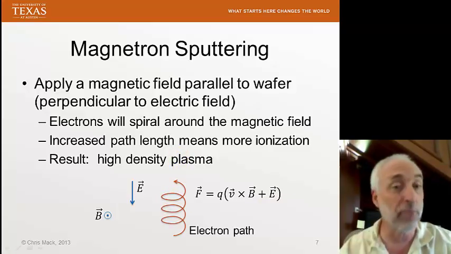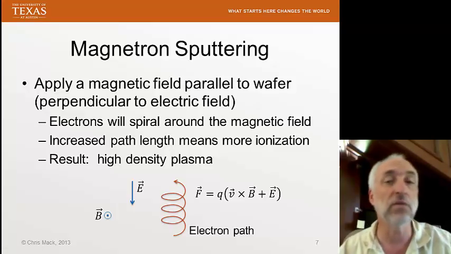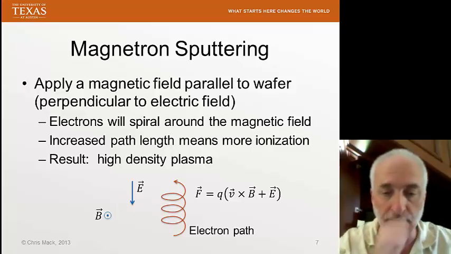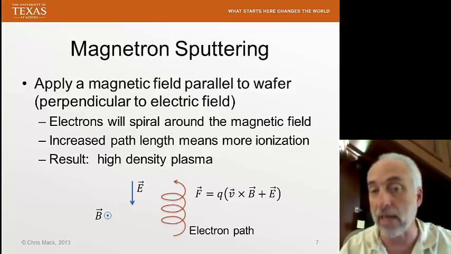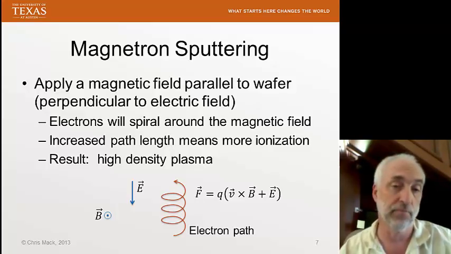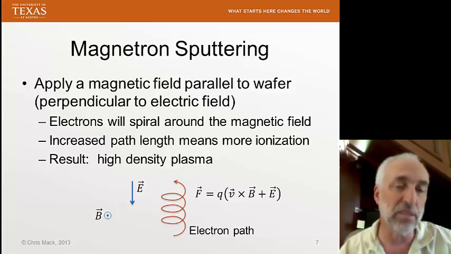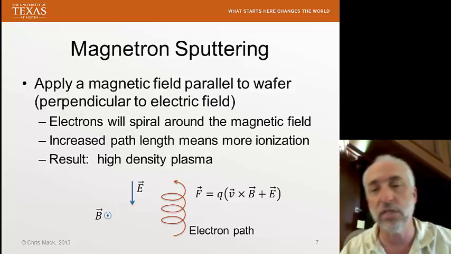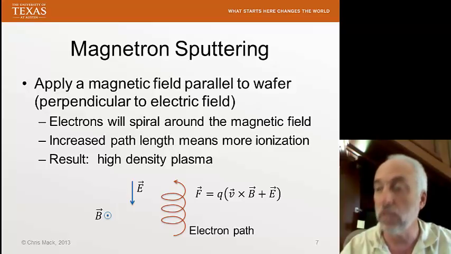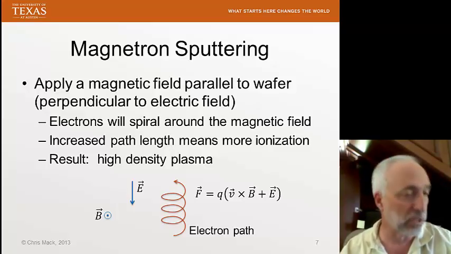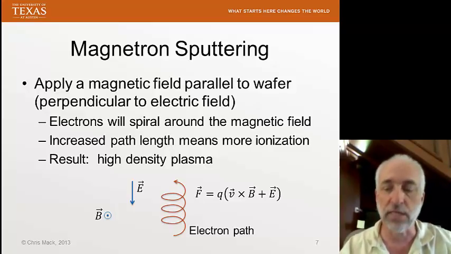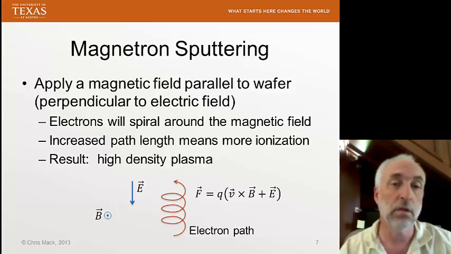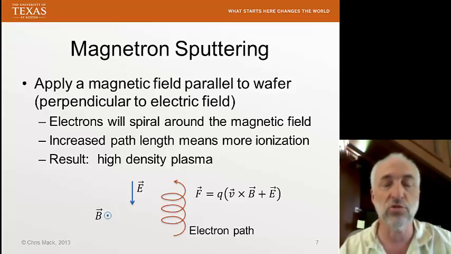Well, that's a much longer path length. Much longer path length means a much higher probability of slamming into an argon atom and creating an argon ion. This results in a higher density plasma. And that's our goal, to increase the density of the argon ions, which will increase the number of target atoms sputtered for a given sputter yield. And faster deposition rates. Magnetron sputtering has become quite popular today for its higher deposition rates.